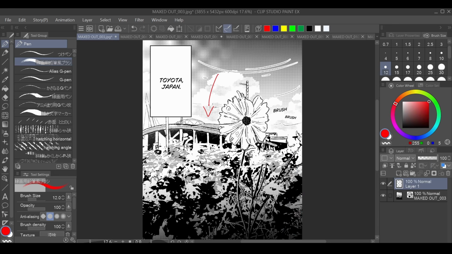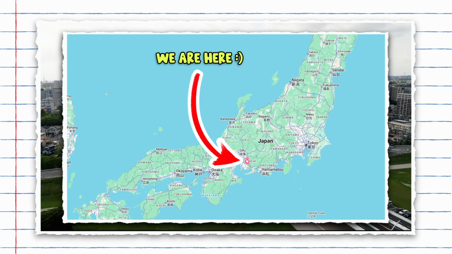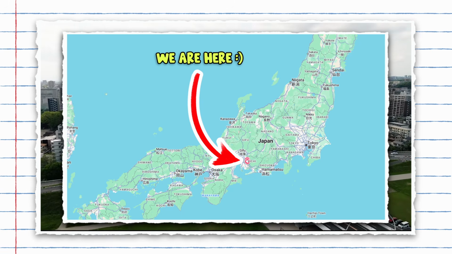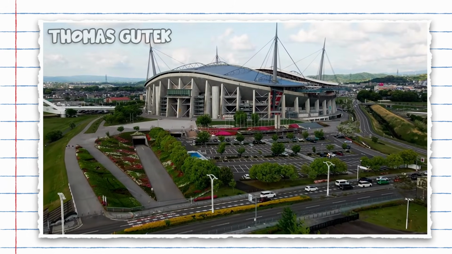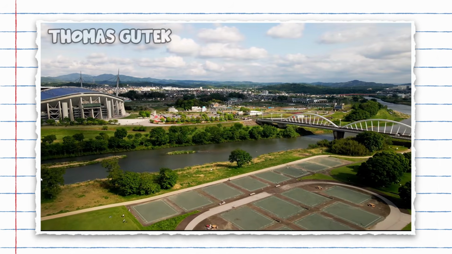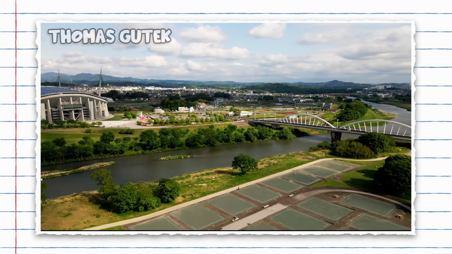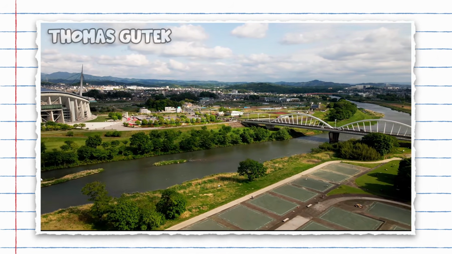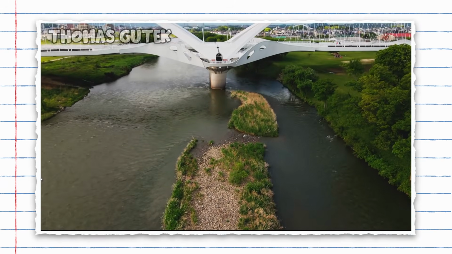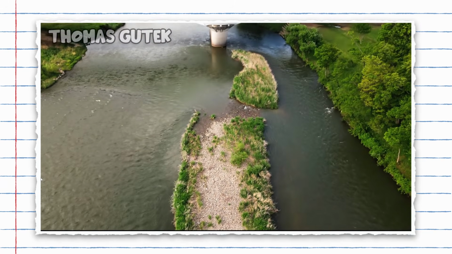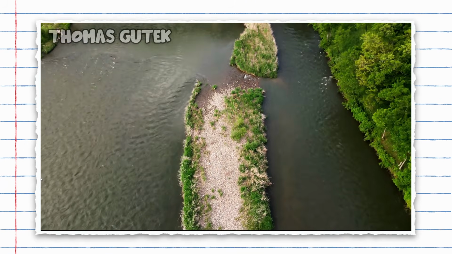So if you're wondering what this building is in the background and where exactly we are, well, it says we are in Toyota, Japan, and this building in the background is one of the most significant structures in that city. It is the Toyota Stadium. There's lots of festivals held around here, and a soccer team called the Nagoya Grampus plays out of this stadium. It's a really, really cool spot, and I just wanted it to be the opening scene for this manga.